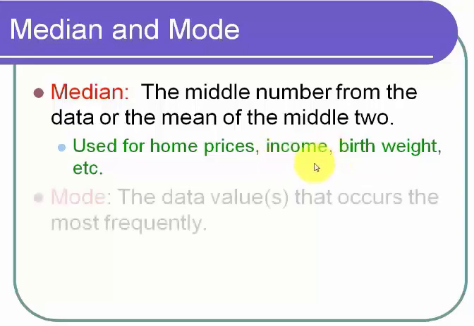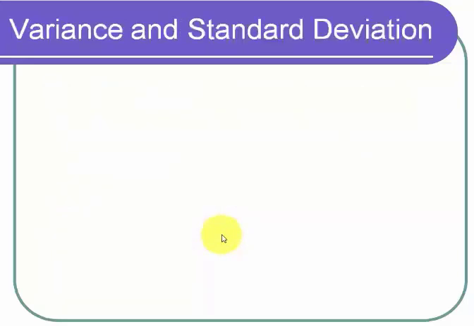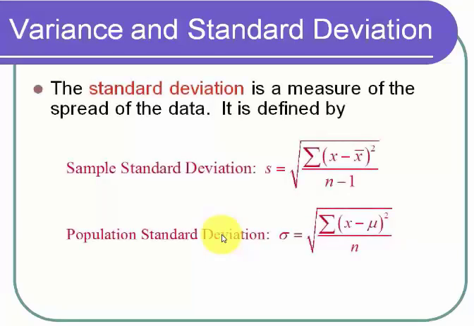We could also talk about the mode. The mode is just the value or the values that occur the most frequently. So let's move on to measures of the spread. So the big one is called the standard deviation. The standard deviation is a measure of the spread of the data, and it's kind of an average of how far the data values are from the mean.